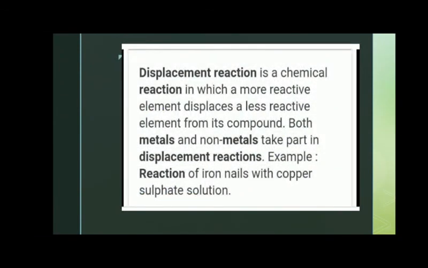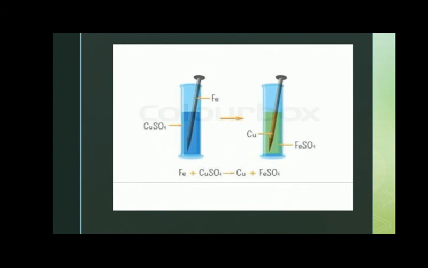Now the next type is displacement reaction. Displacement reaction is a chemical reaction in which a more reactive element displaces a less reactive element from its compound. Both metals and non-metals take part in displacement reactions. For example, reaction of iron nails with copper sulfate solution. Have a look over the diagram to see how the reaction is carried out.